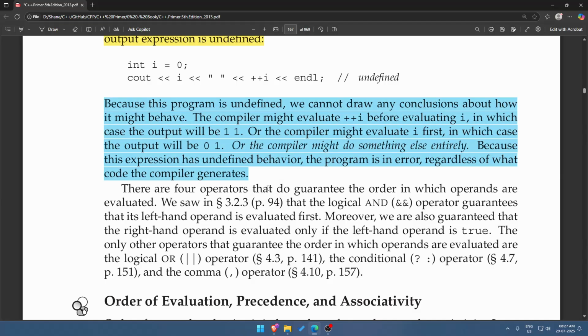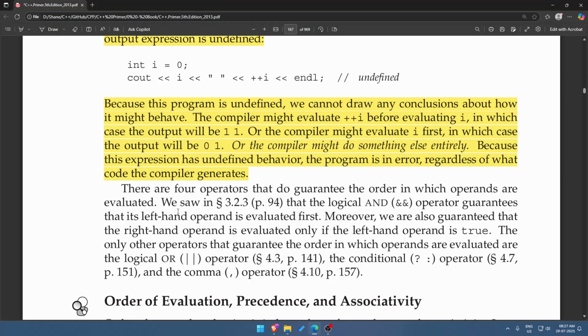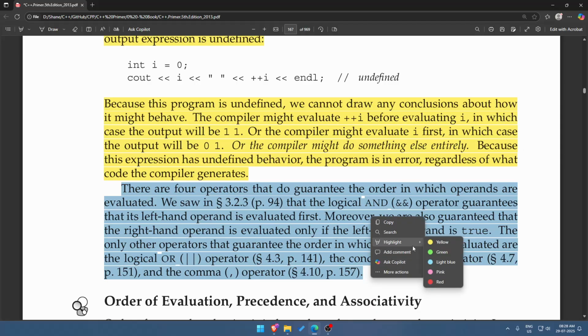There are 4 operators that do guarantee the order in which operands are evaluated. We saw in theory the logical AND operator guarantees that its left hand operand is evaluated first. Moreover, we are also guaranteed that the right hand operand is evaluated only if the left hand operand is true. The only other operators that guarantee the order in which operands are evaluated are logical OR, the conditional operator, and the comma operator. Okay.